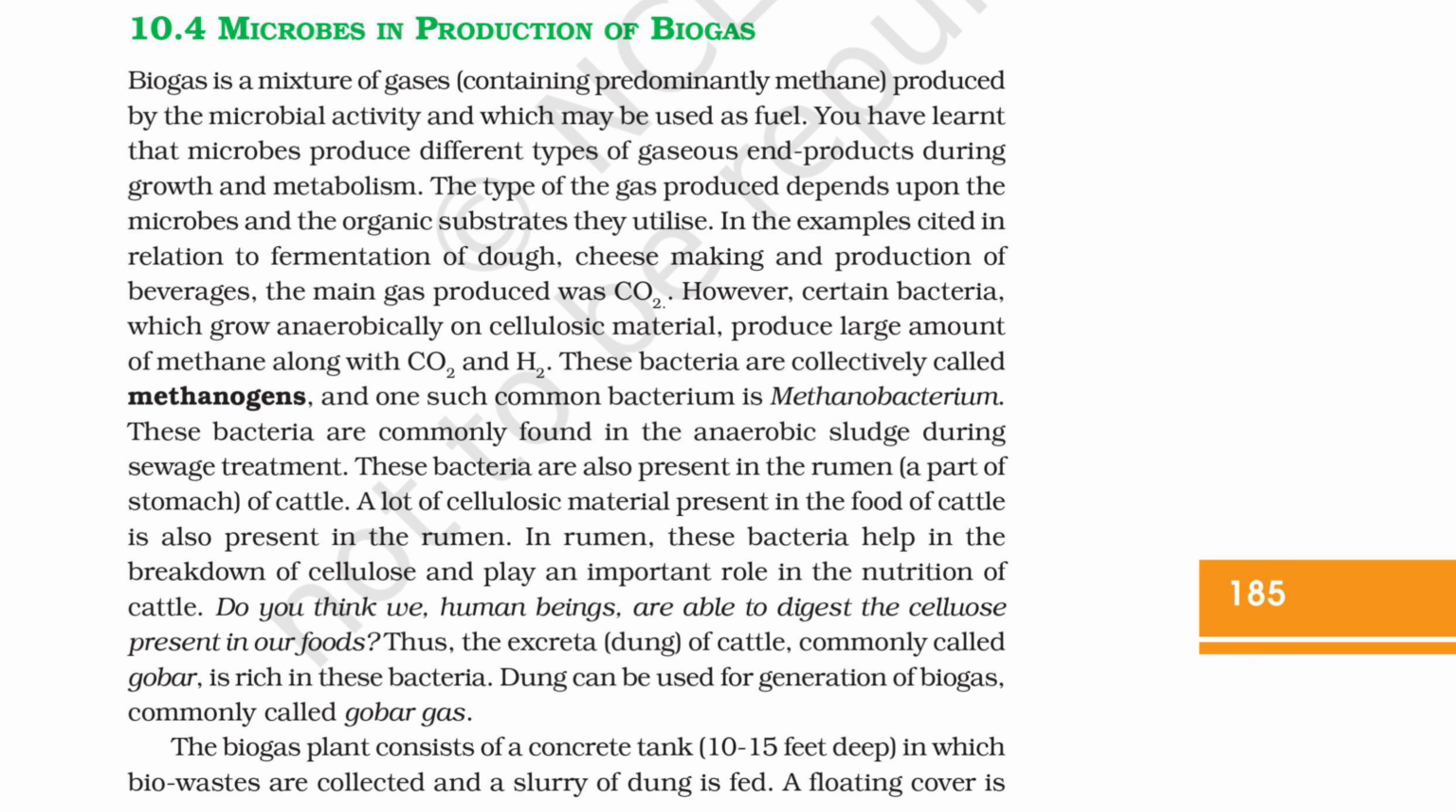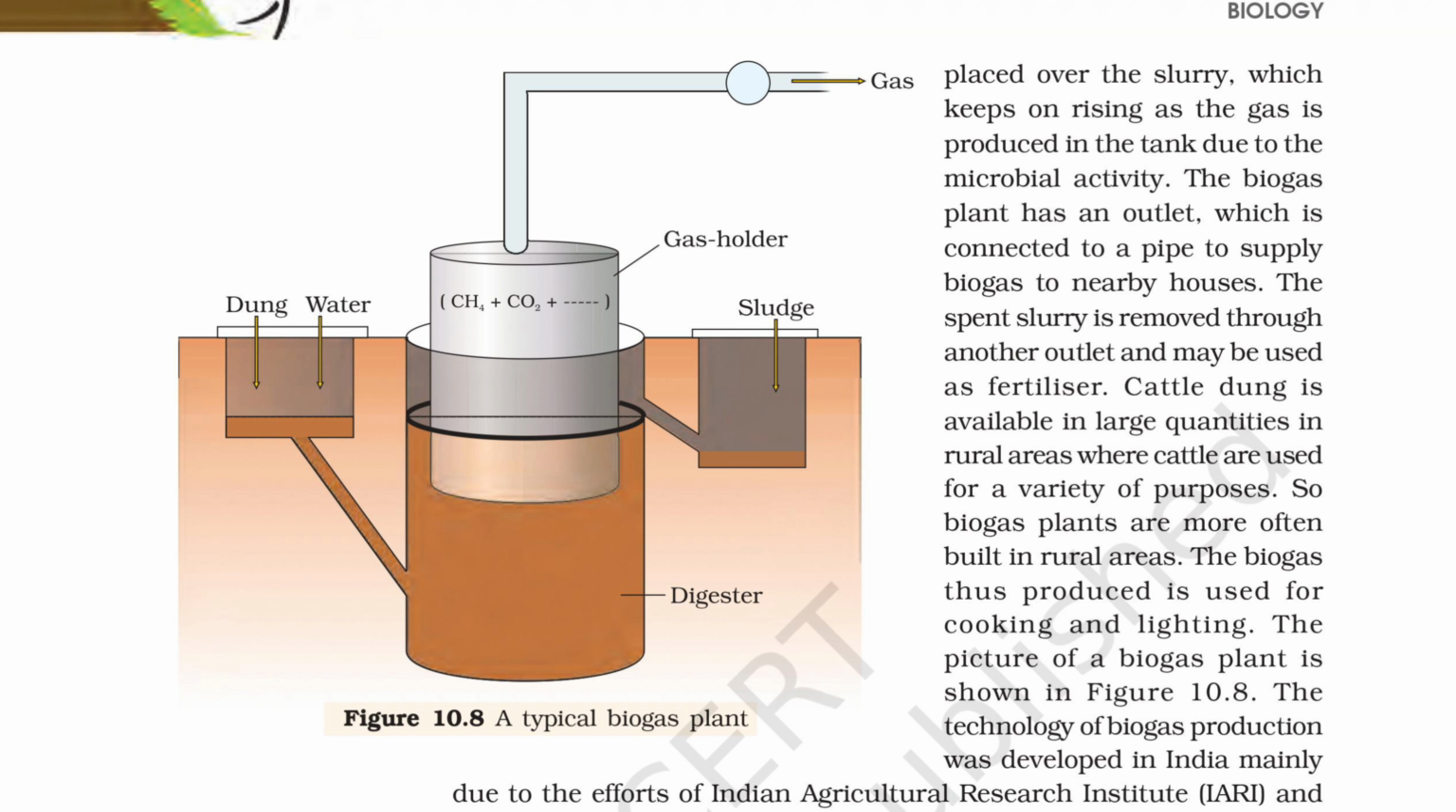A floating cover is placed over the slurry, which keeps on rising as the gas is produced in the tank due to the microbial activity. The biogas plant has an outlet, which is connected to a pipe to supply biogas to nearby houses. The spent slurry is removed through another outlet and may be used as fertilizer.